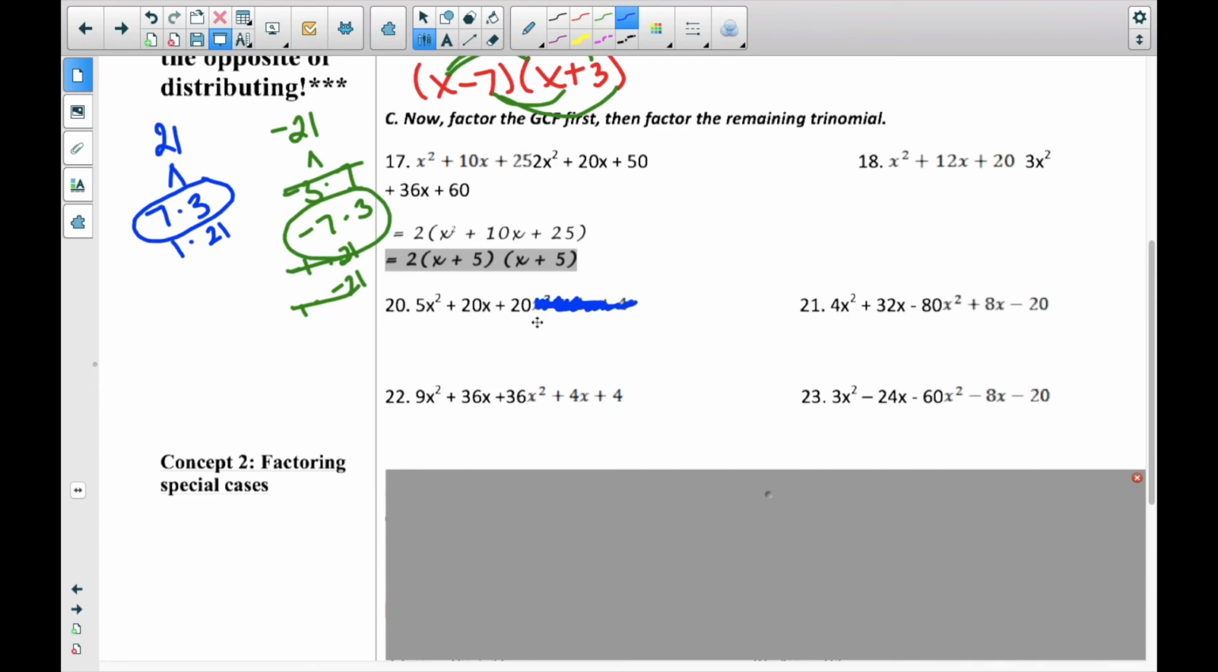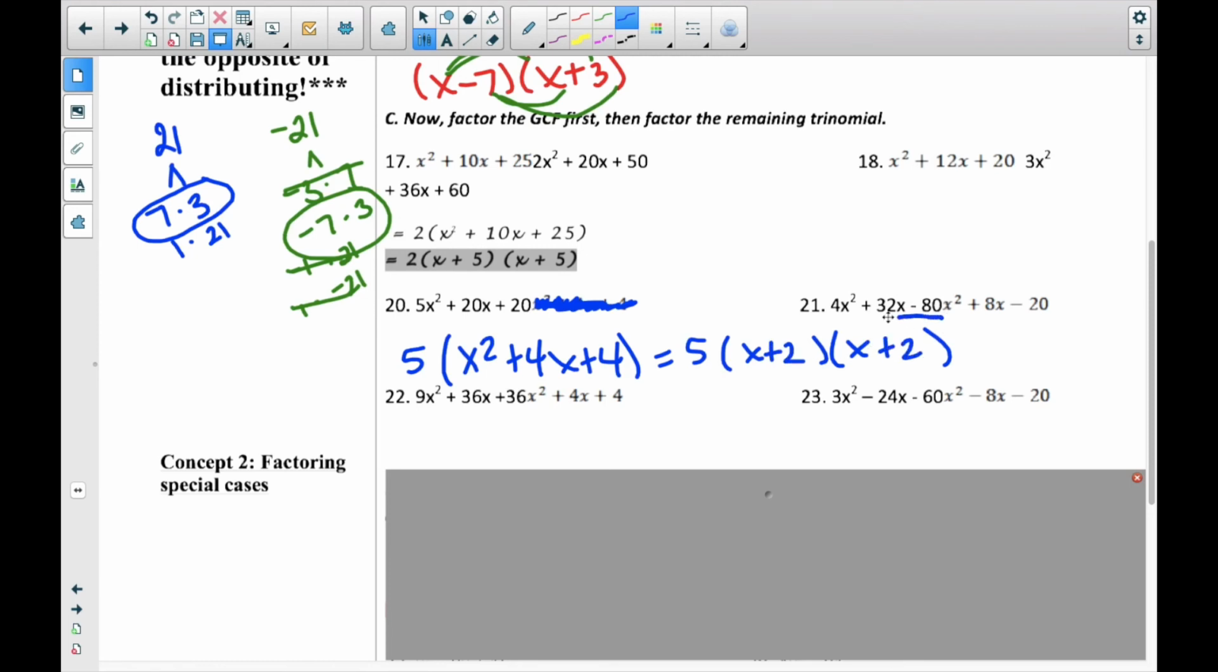We need to look for a GCF. The GCF is 5. If I factor out a 5, I get x squared plus 4x plus 4. Now that I have that trinomial, I need to factor that trinomial down. So when I factor that, I have to think of what multiplies to be 4 that adds up to be 4. Well, 2 and 2 multiply to be 4 that add up to 4.